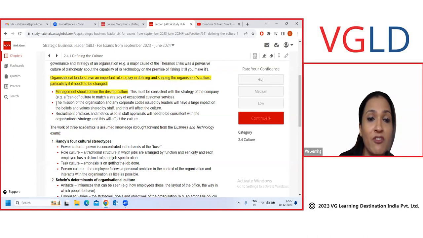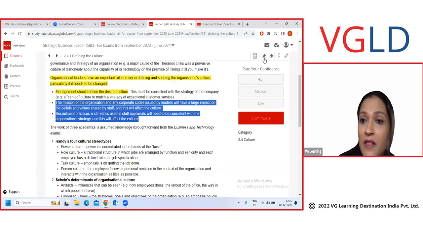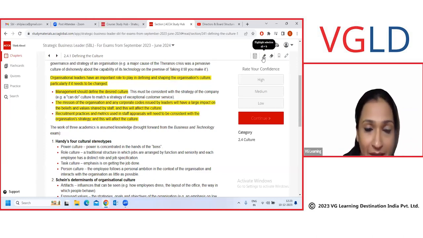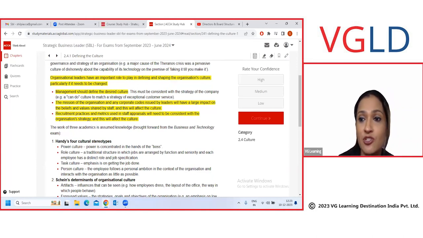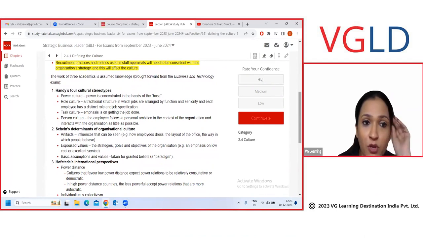It should be something which is in line with the overall mission and the vision of the organization, as well as how strategies get disseminated, practices get followed by the organization. The work of three academics is assumed knowledge. This is something which is coming in from your BT syllabus.